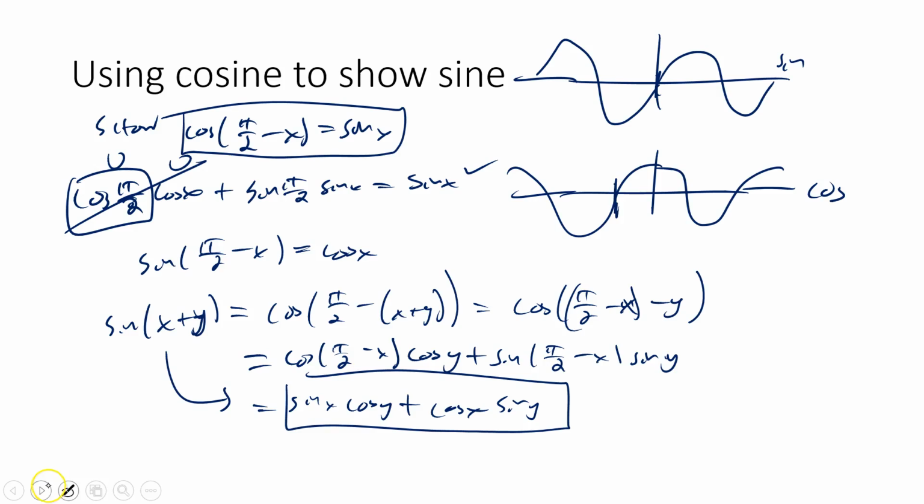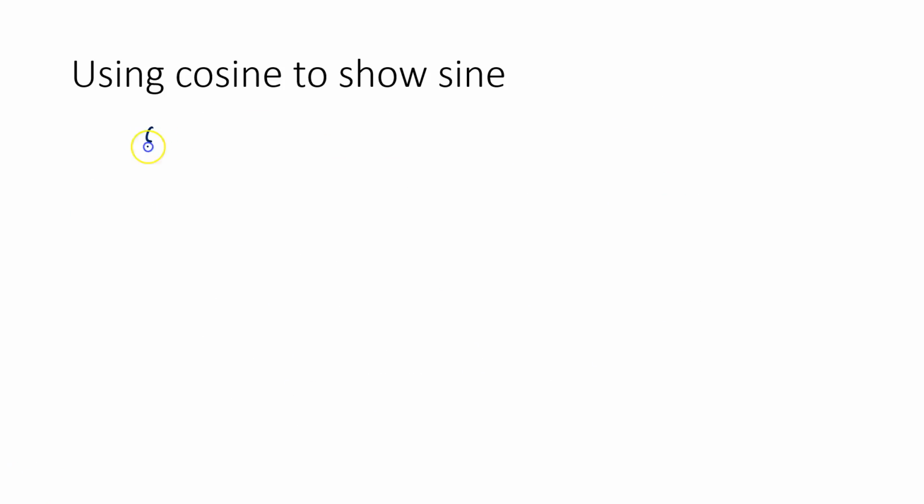And the difference, so let's see if we can write that one down. So we have sine x plus y is equal to sine x cosine y plus cosine x sine y.